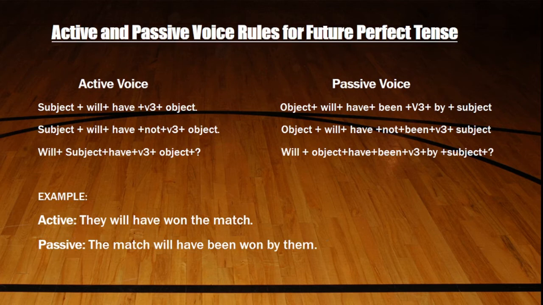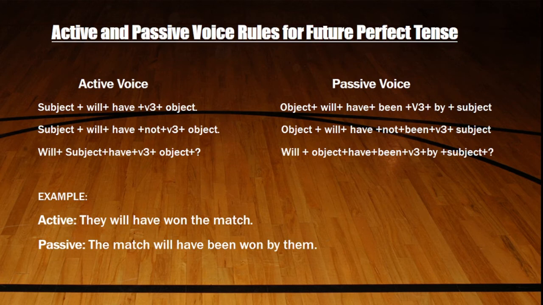Subject plus will and followed by have, the third form of the verb and then the object. In the case of the passive voice, it's object first, followed by will, have, and then been, and then the third form of the verb, followed by the subject. In the case of the negative sentence, it will become subject, will, have, followed by not, the third form of the verb, and then the object.